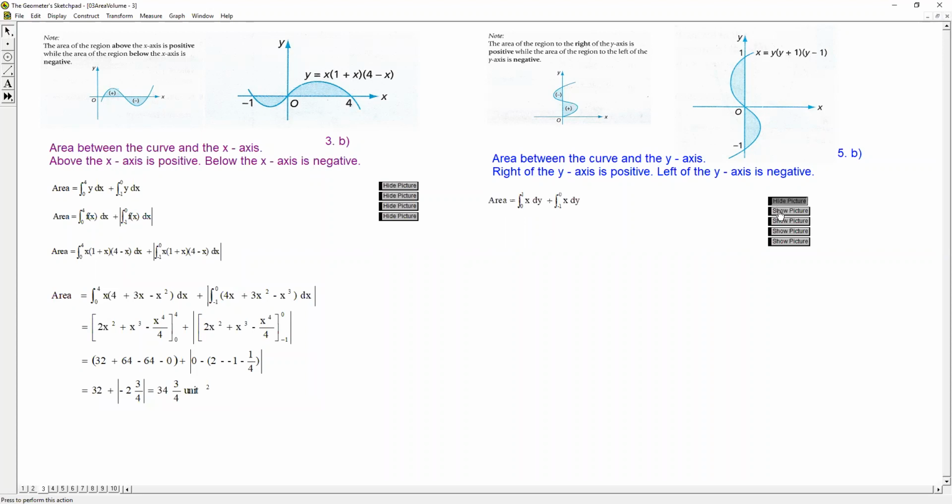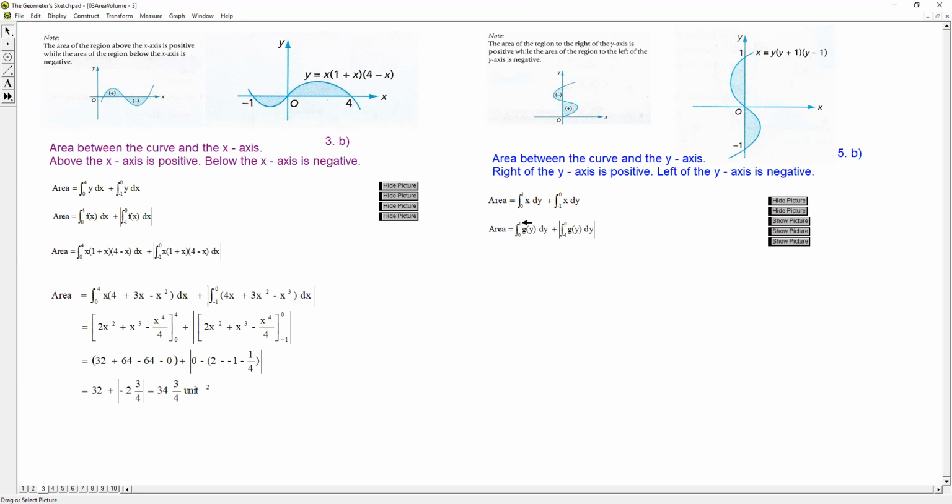Okay, so the area between the curve and the y-axis. So it is integrate x dy, integrate x dy. We break it into two parts. From 0 to 1, one part, and from -1 to 0, another part.